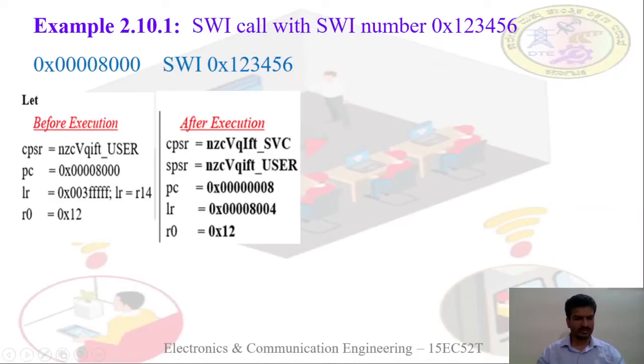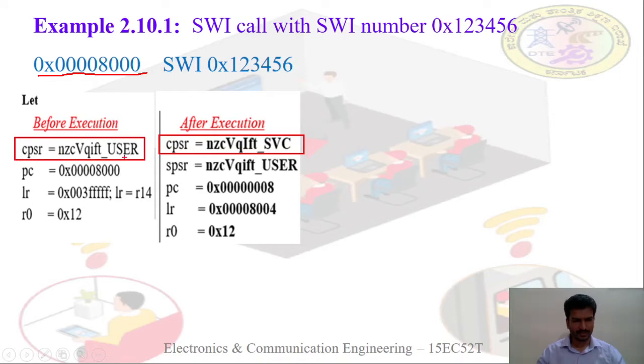So at this location, 0x8000, we are calling the SWI instruction. Whenever the SWI instruction is called, the processor will enter supervisory mode. See here, the current mode is changed to supervisory mode. The previous mode, the user mode, its content is moved to SPSR. See, the same content is moved here.